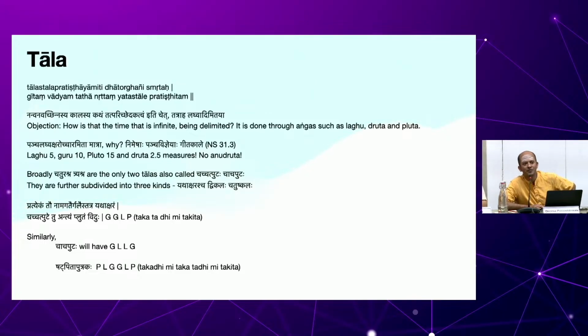All right, Tala. Talastala pratisthayam iti dhatoho ghani smritaha. The ghani pratyaya comes on the tal dhatu. That's how you derive the word tala, where tal means tal pratisthayam, to establish something. That is tala. This comes in the very first shloka of the Taladhyaya.